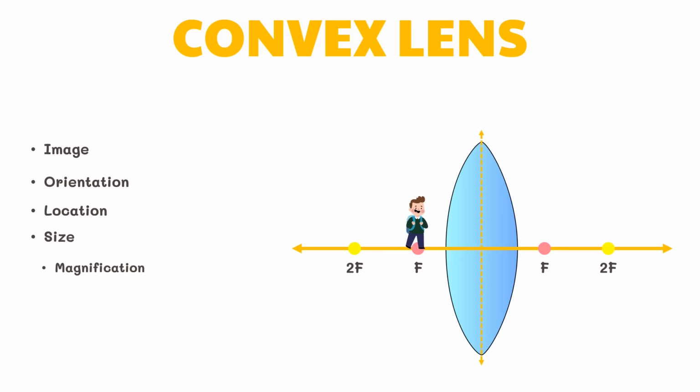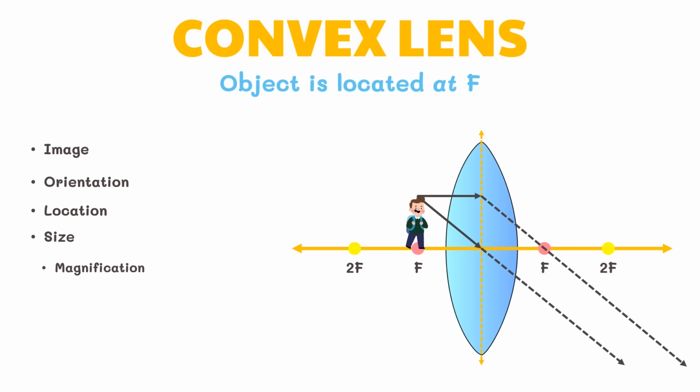When the object is located at the focal point, no image is formed. The refracted rays neither converge nor diverge. After refracting, the light rays are traveling parallel to each other and cannot produce an image.